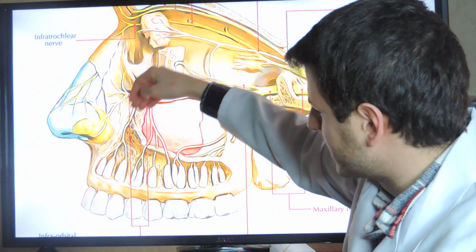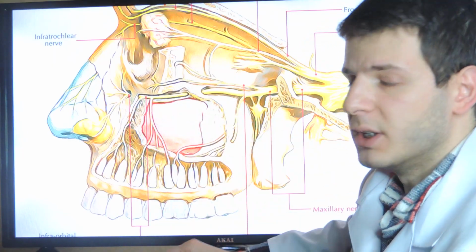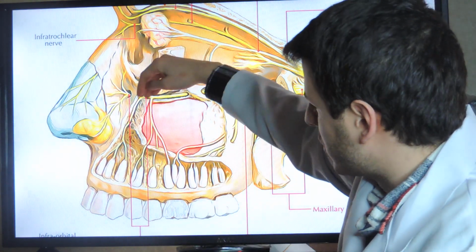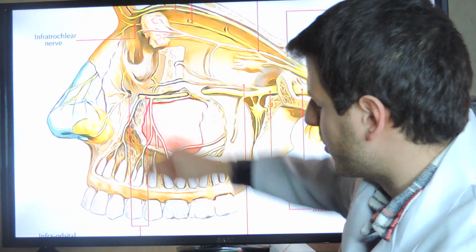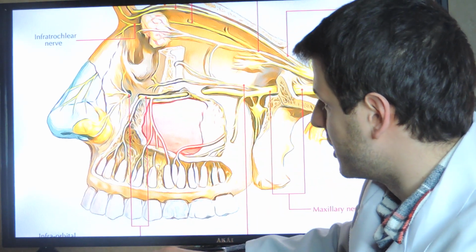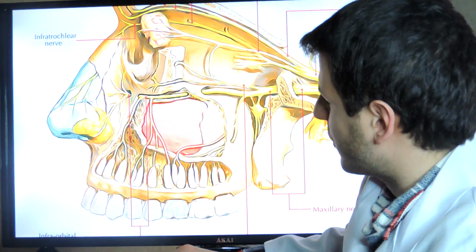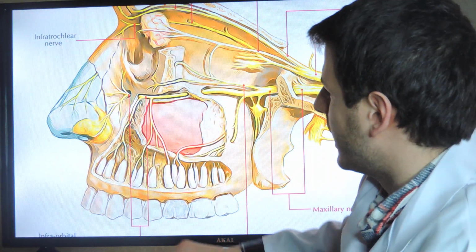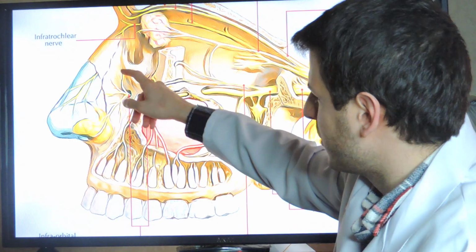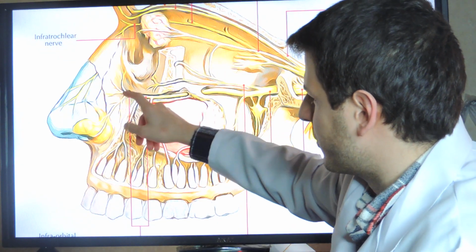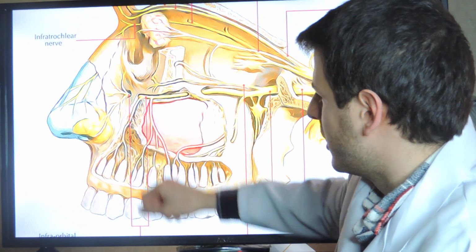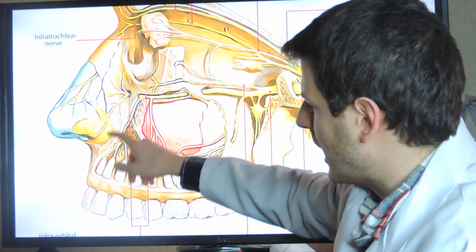It runs in the canal called the canalis sinuosus, and it runs forward and downward and supplies the canine and incisor teeth. Then you see here the terminal branches of the infraorbital nerve, and it's divided into the palpebral branch, also a branch for the nasal septum, and also for the upper lip.